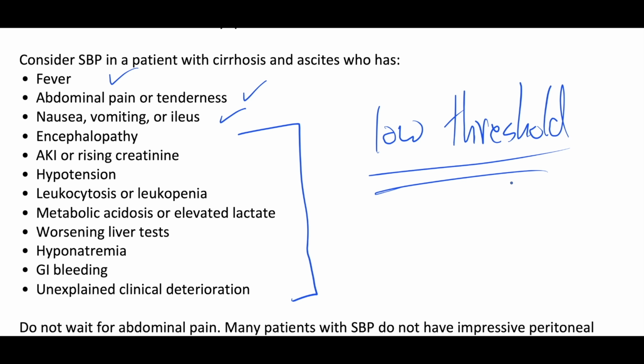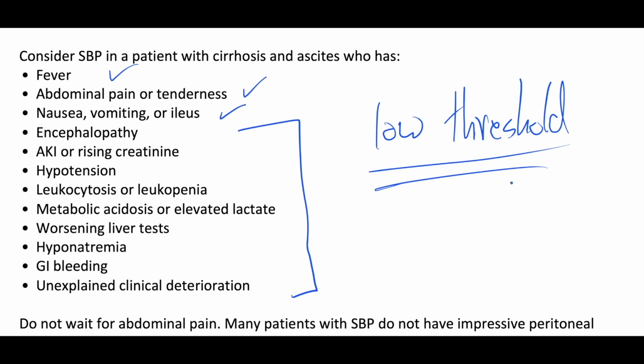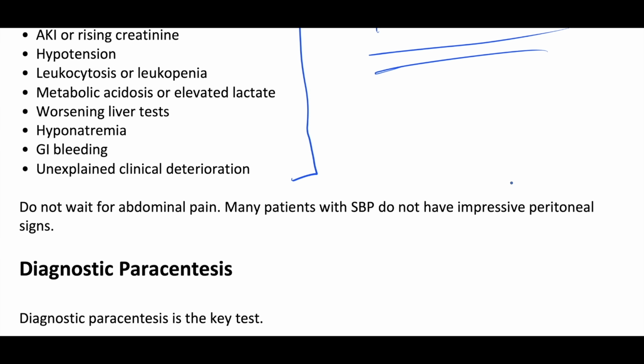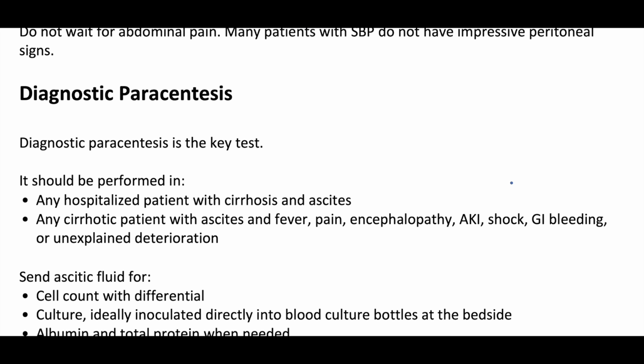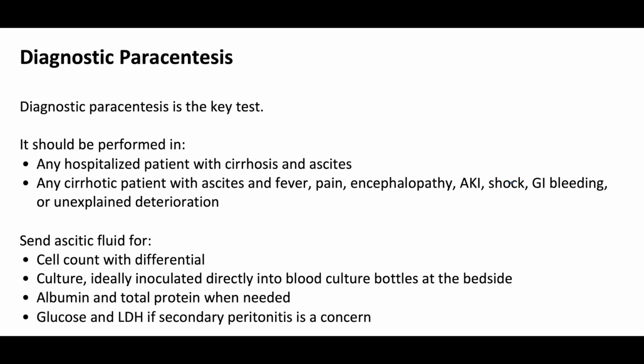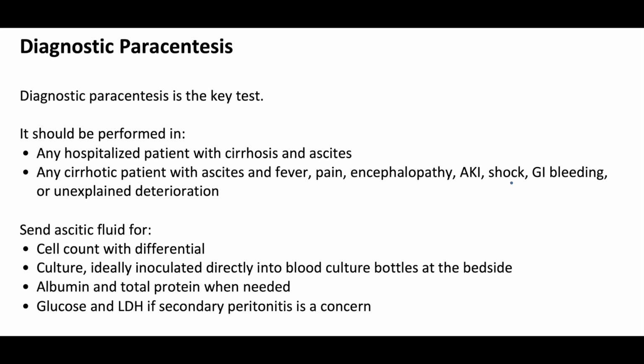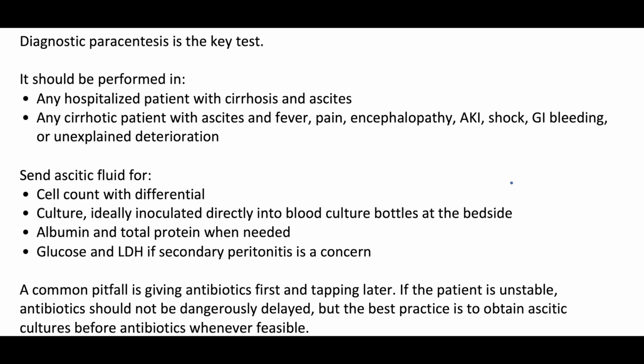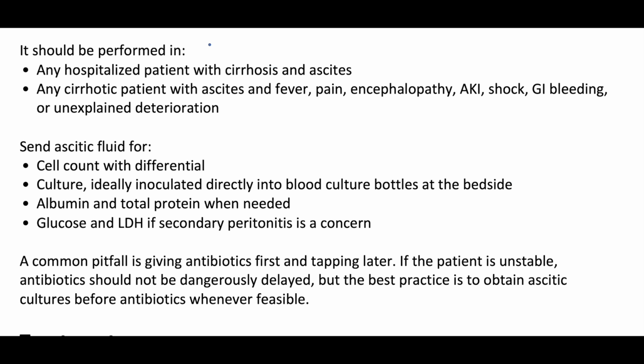You got to keep your spidey senses up in any patient with cirrhosis and ascites who's coming to the hospital, which is why the recommendation is to really do a lot of diagnostic paras, even if you are not highly suspicious for SBP. So that is obviously how we're going to diagnose SBP: diagnostic paracentesis. As we said, it should be performed in any hospitalized patient with cirrhosis and ascites, and certainly any hospitalized patient with cirrhosis and ascites and any other symptoms: fever, pain, encephalopathy, AKI, shock, GI bleeding, clinical deterioration, etc.